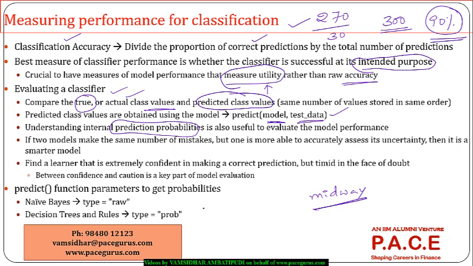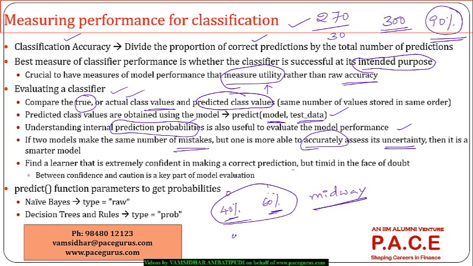right? Because it might be possible that the probabilities are 40% and 60%. So the classifier has put this into class 1, whereas it has not put it into class 0, but the boundary between the two is very, very narrow. So we can very well understand the internal prediction probabilities, which can also be used to evaluate the model performance. If two models make the same number of mistakes, I really want to see the accuracy in the uncertainty part.